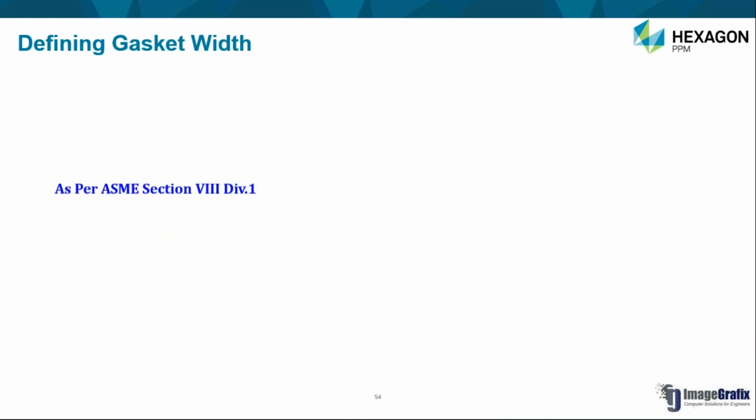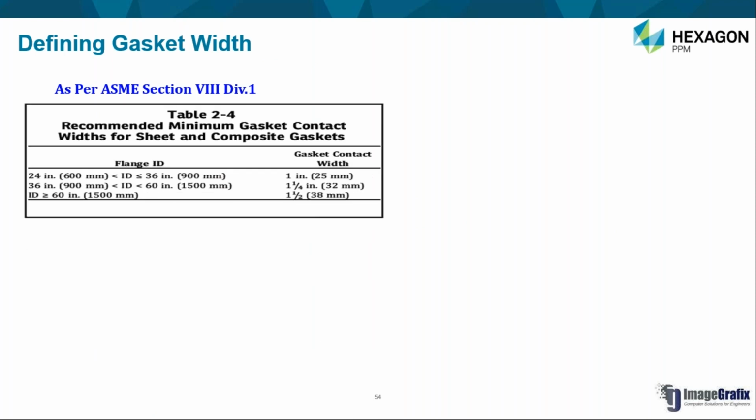So now we come to the gasket. How to define the gasket width? From Table 2-5 in ASME Section 8 Division 1, for a composite type of gasket, they have given some recommendation. Again, it is just a recommendation. It is not a mandatory thing. So what they are saying is, till 900 mm, at least 25 mm gasket you have to use. Above 900 mm and up to 1500, 32 mm, and above 1500, 38 mm.